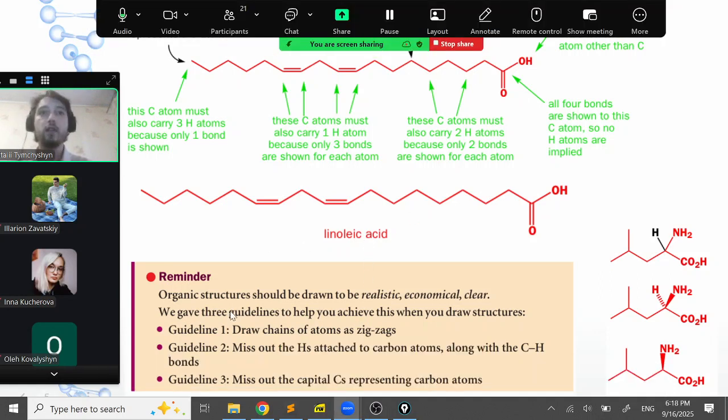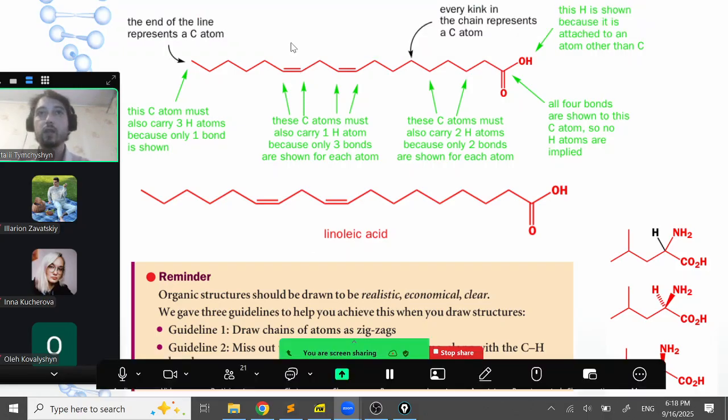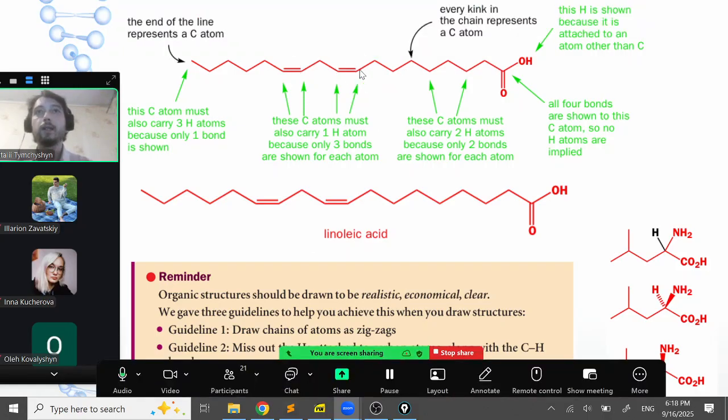And here is a reminder for you that if you are drawing organic structures, they should be realistic, economical, and clear. So the main idea is clearness, so everyone should understand what exactly is the chemical that you want to represent. Why do we draw this with all these sort of kinks?